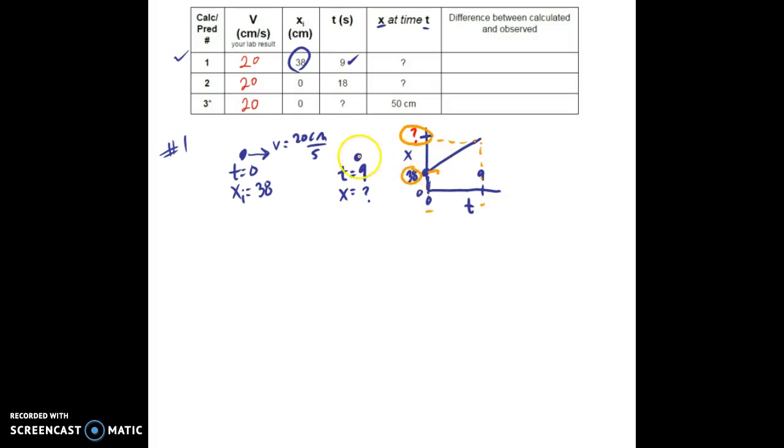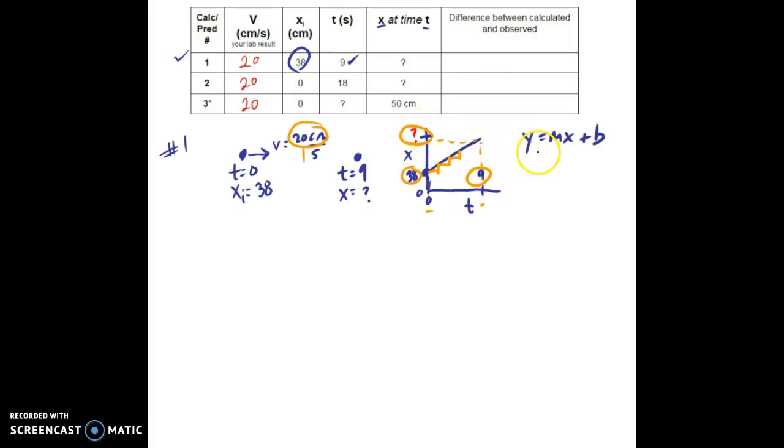Every 1 second, I know that I have a 20 centimeter change in position. So over 1 second up 20, over 1 second up 20, over 1 second up 20. I could do that 9 times and come up with an answer for that. Or I can use the equation to do this.